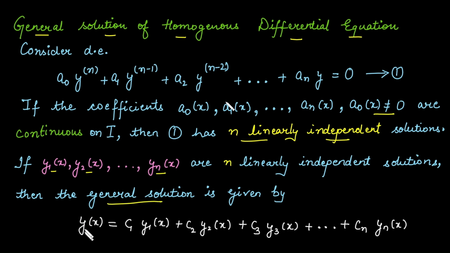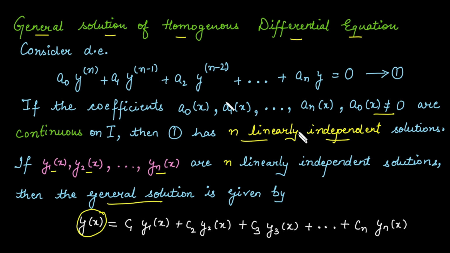Where y(x) represents the general solution, that is equal to a constant times the first function, that is the first solution, plus a second constant times the second linearly independent solution, plus a third constant times the third independent solution, and so on. Since we have n linearly independent solutions, we will write the last as Cn, that is the last constant, times yn(x), that is the nth linearly independent solution.